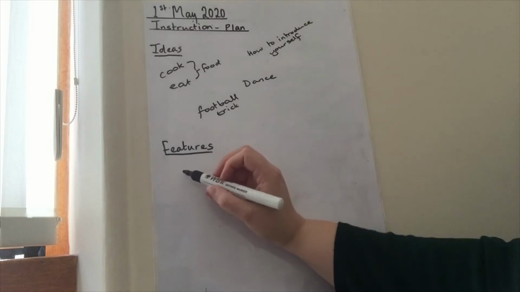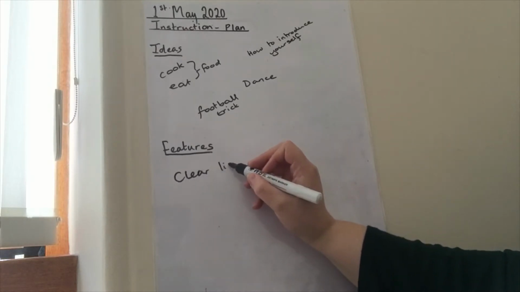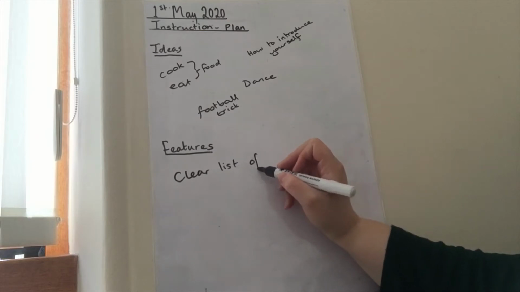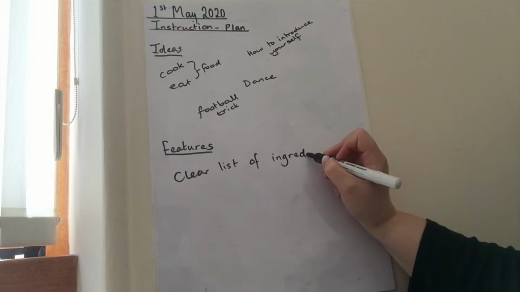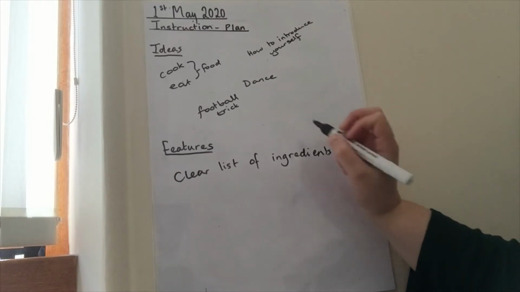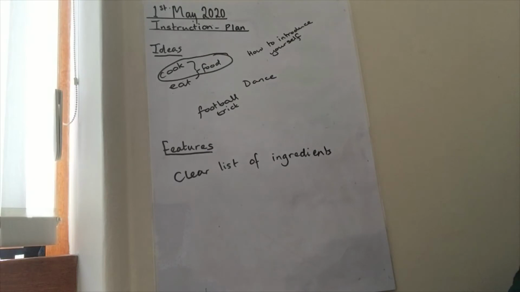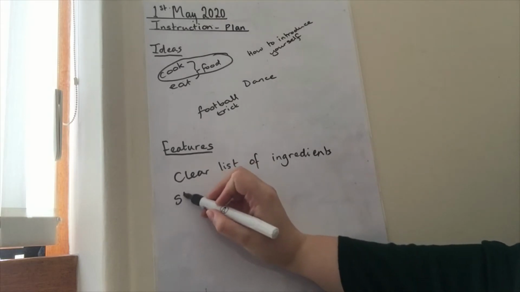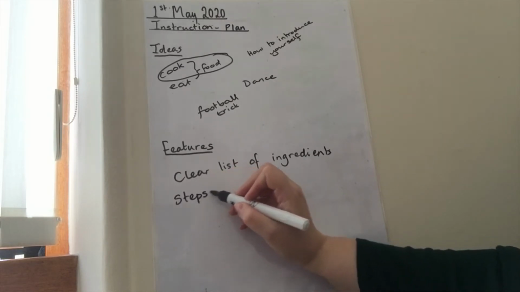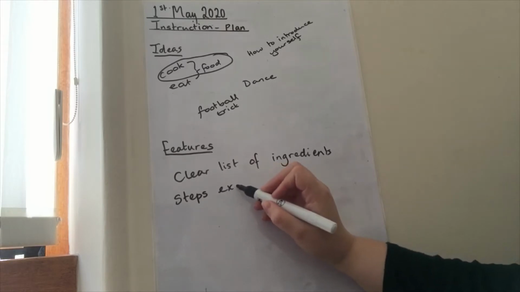So I'm going to have a clear list of ingredients. I've decided to do this one. I'm going to explain how to cook something. I need to have steps explaining bit by bit how to do it.